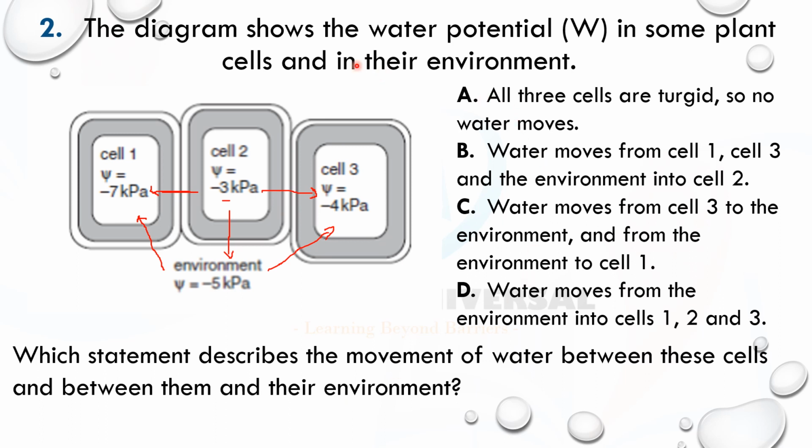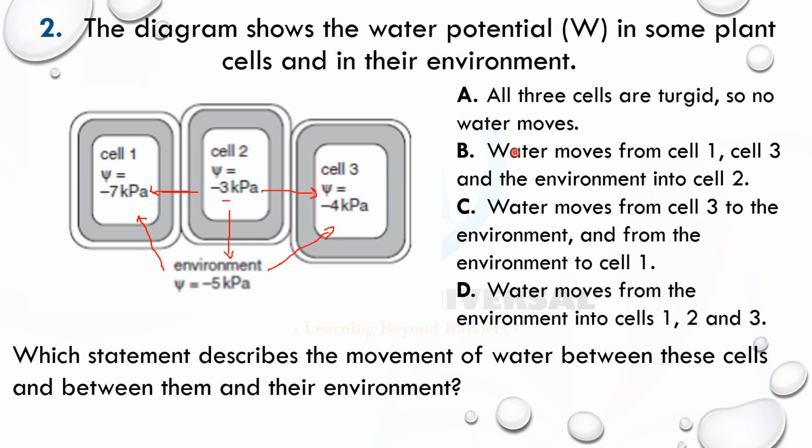A says all three cells are turgid, so no water moves. Water is going to move because they have different water potentials. Anytime there's a water potential gradient, water is going to move. They don't have the same water potential. This is -7 kilopascals, this is -3, so they don't. And of course, you can't say they're turgid. So water is moving.